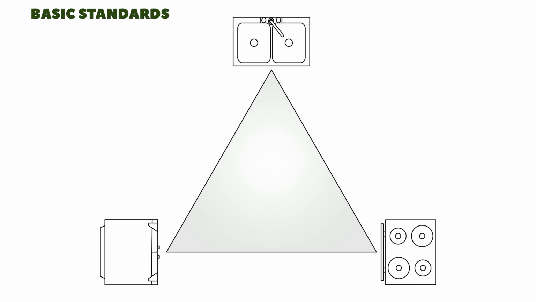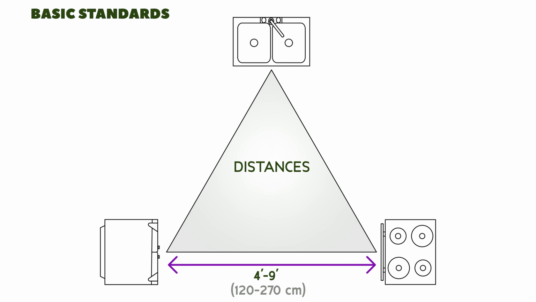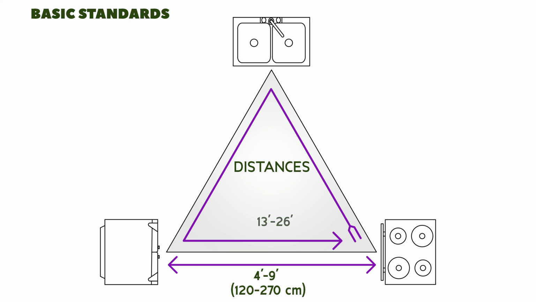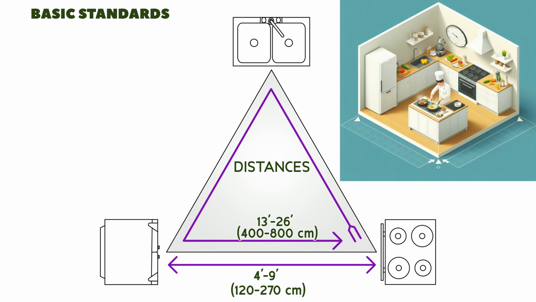Here are the basic standards for an ideal work triangle. Distance between points. The size of the triangle should measure between 4 to 9 feet, 120 to 270 centimeters. The total perimeter of the triangle should ideally fall between 13 to 26 feet, 400 to 800 centimeters. This ensures each area is close enough for convenience, but not so close that the space feels cramped.